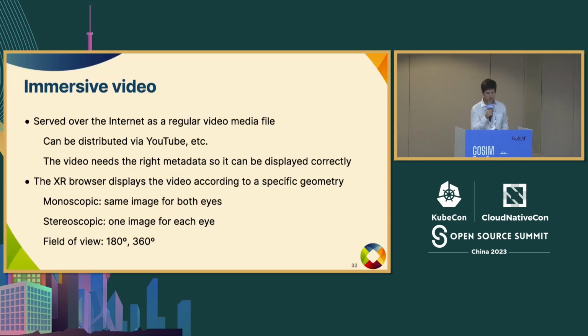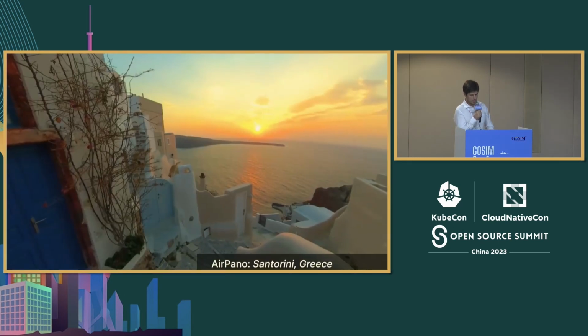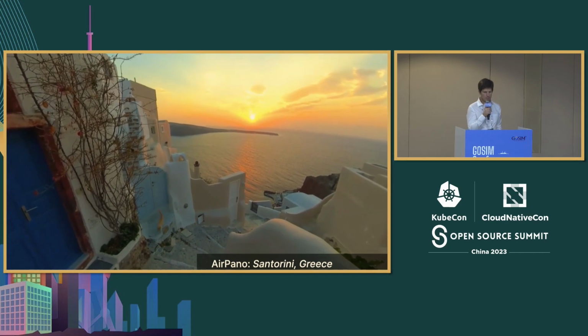First one, as I mentioned, is video, which is usually served just as a regular video file. And what makes it special is that the video has an additional metadata so that the extended reality browser knows how to display the video according to a specific geometry. And it makes it possible to have the kind of 3D side-by-side video that I just showed, but also makes it possible to have immersive videos.